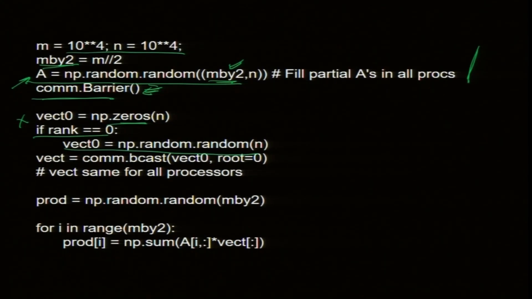I create this vector, and this vector is a column vector, and that column vector is to be broadcasted. I use broadcast to send it everywhere, and what is the name of the broadcasted vector? Vect. So, vect is the same x which was created by root 0 master node, and now everybody has the same x. After that I create my y vector, which is a column vector. It is m by 2, half.